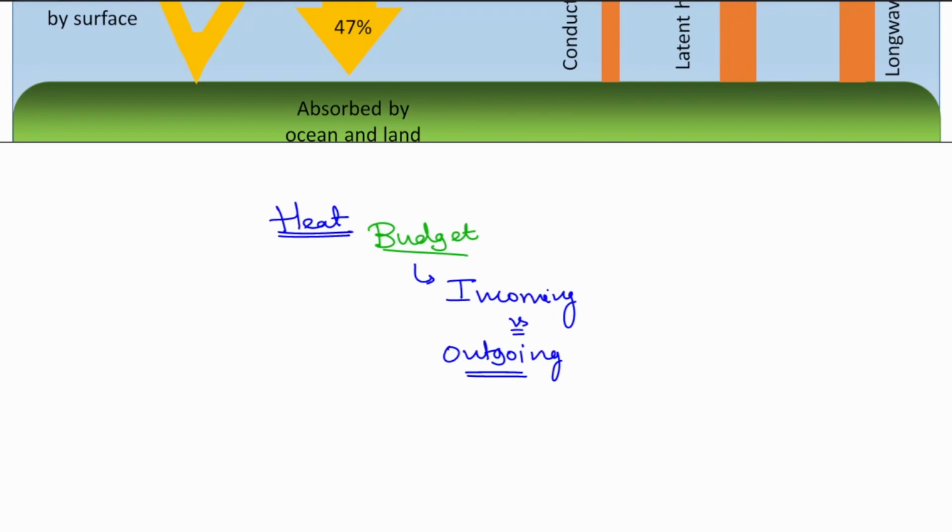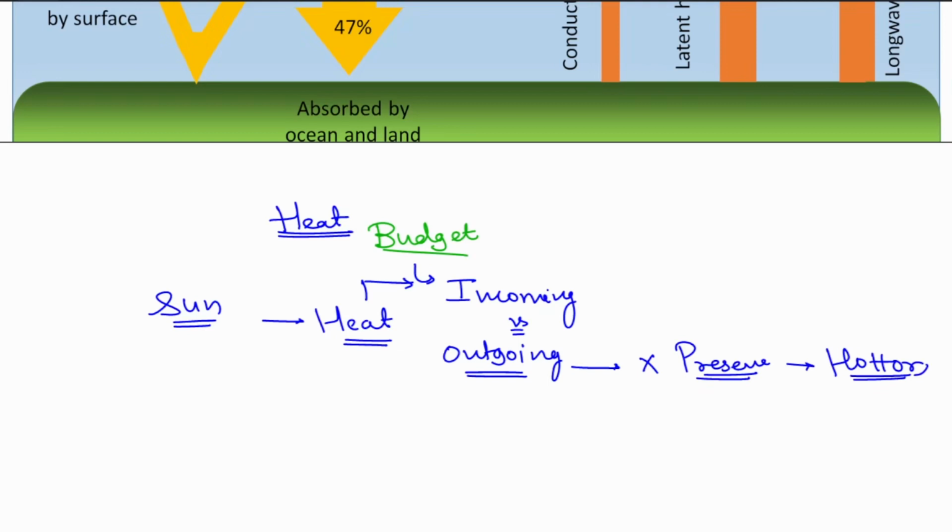Heat budget. So how much heat is incoming and how much heat is outgoing. We cannot control the amount of heat that comes in, because it is coming from the sun directly. First things first. And then the outgoing heat, we do not want to preserve a lot of heat because it will make our planet hotter.